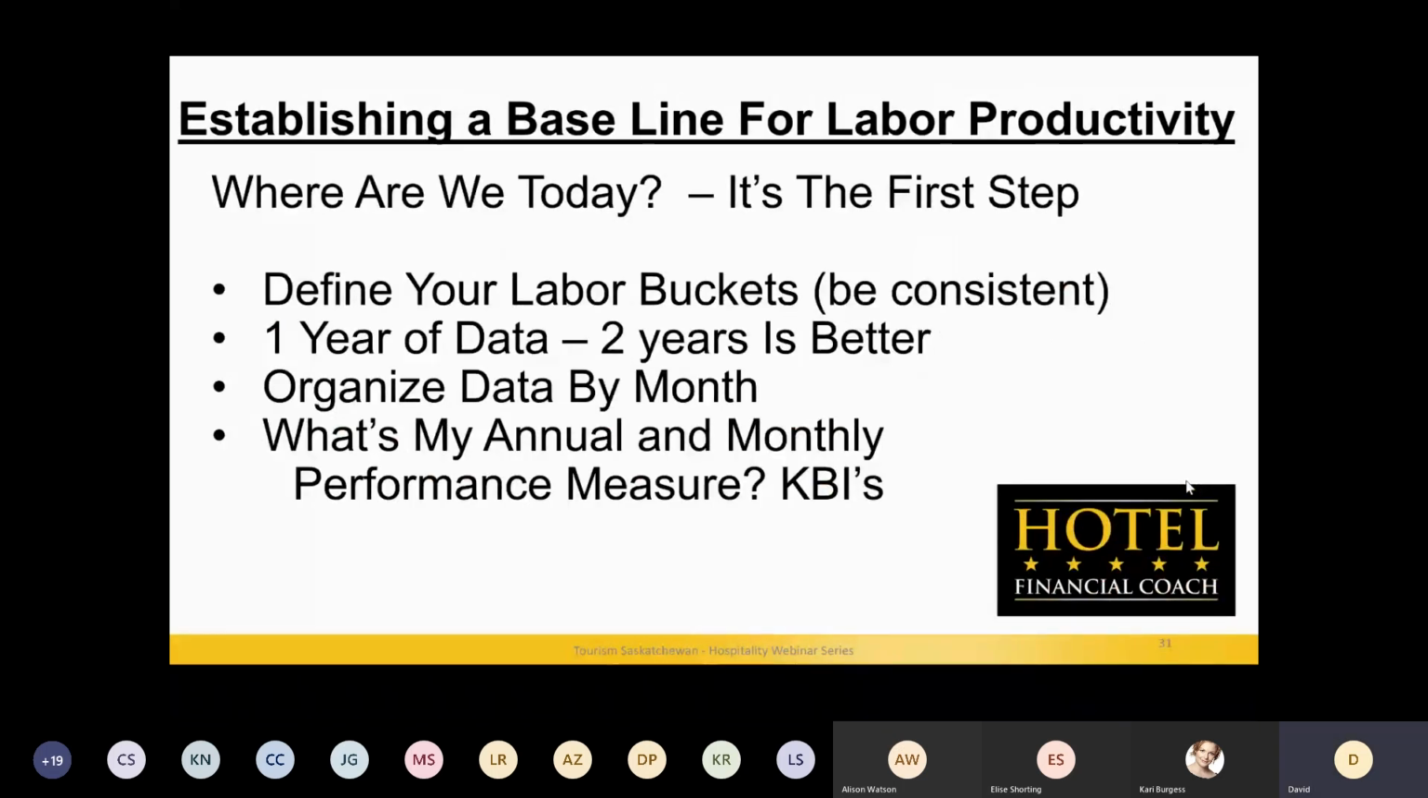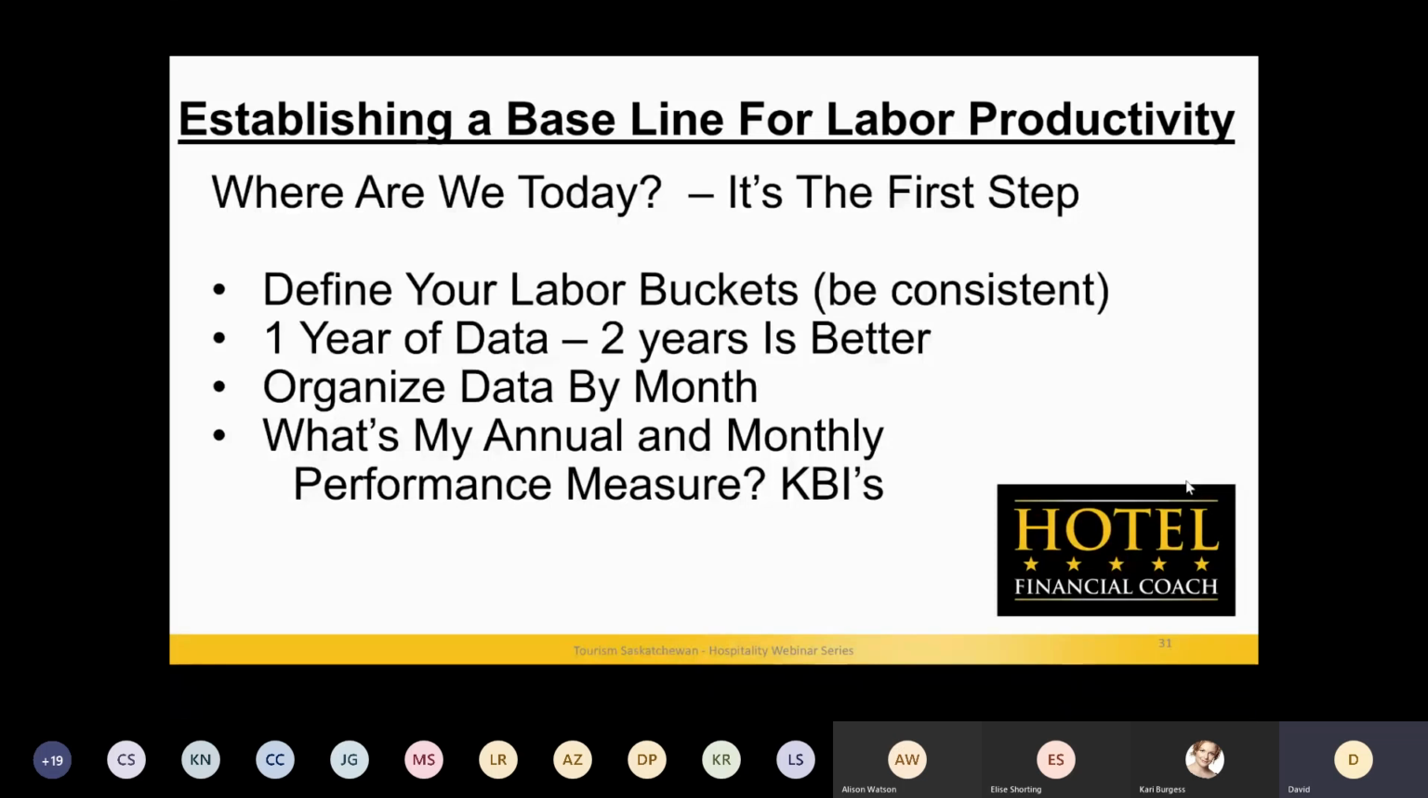So what you want to first do when you're setting up this system is you want to establish your baseline. Where are you today? And people always ask me, what should my productivity be, David? And I always respond, it really depends on your hotel. Every hotel is different, even if it's exactly the same as the one down the road, other than the piece of land it's sitting on, it's going to be different inside. There'll be things that are different about it.